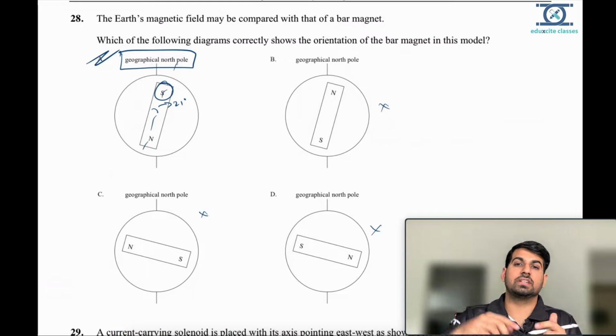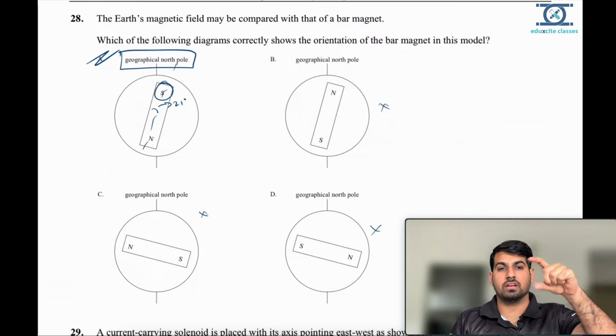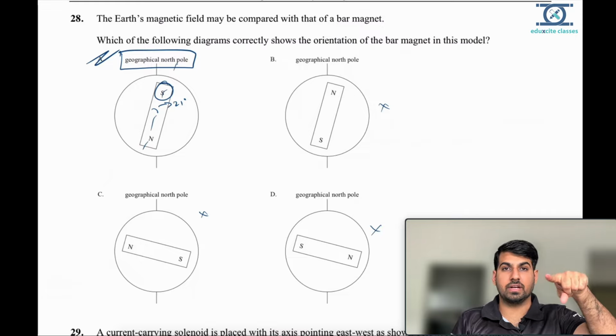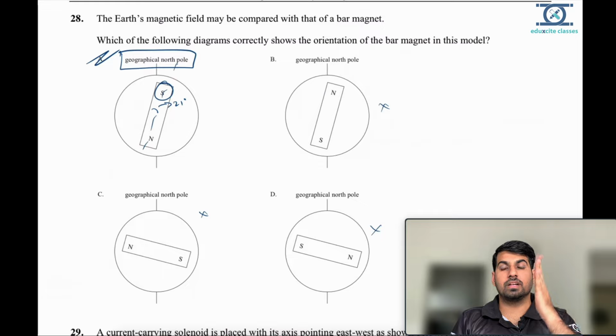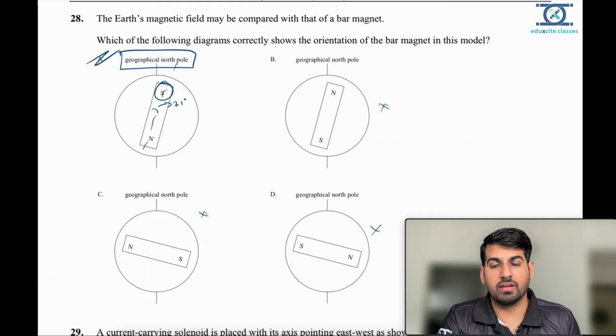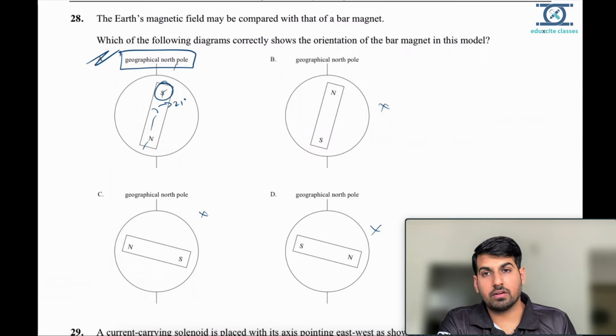Then only you can see, if you put a compass needle, the compass needle is made up of magnetic material. That magnetic material is showing you the north, so that north is aligning with the south, and then only it will attract. Now, are you getting my point? If you have any doubt, just comment below.